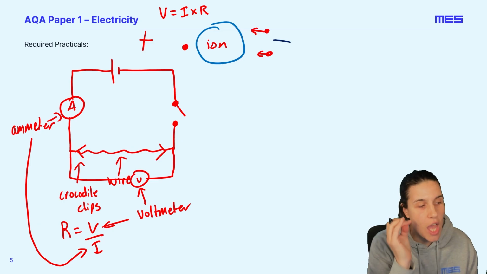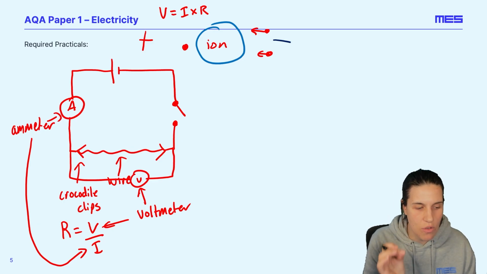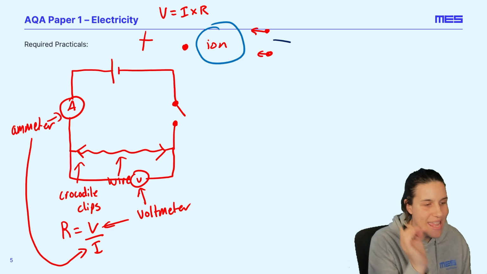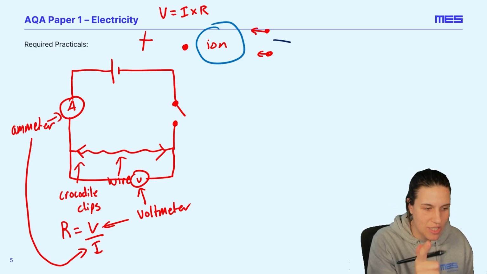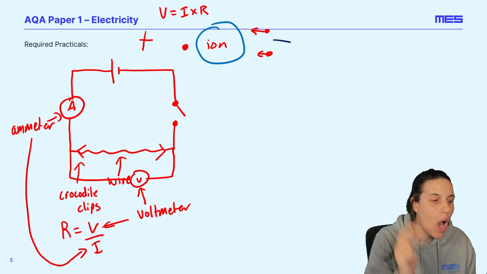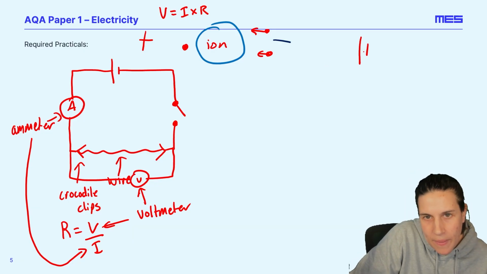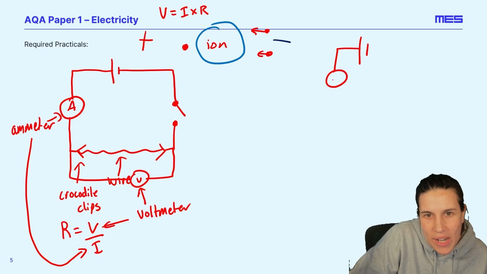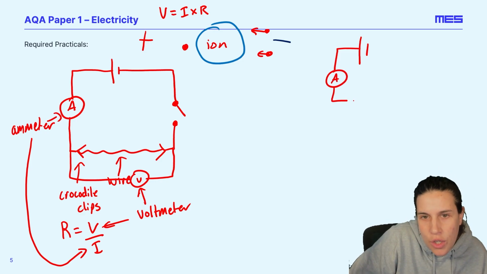Now, the other required practical you need to know is about how to find the IV graphs of 3 different components. You've got your diode, you've got your fixed resistor, and you've also got a filament bulb. So what you do there is you set up a circuit with an ammeter to measure current, I. You set up your component here. We'll just use the resistor. But if you're doing the filament bulb or the diode, you just put that here.